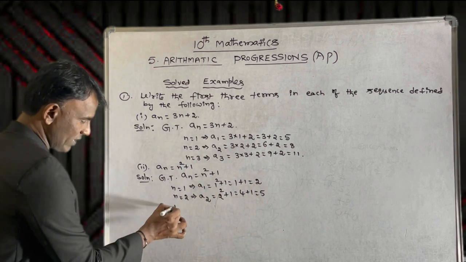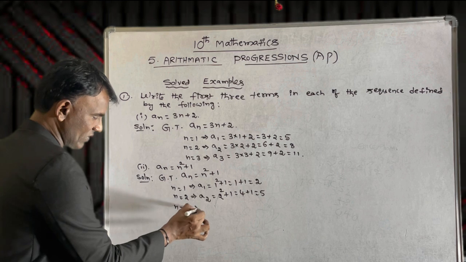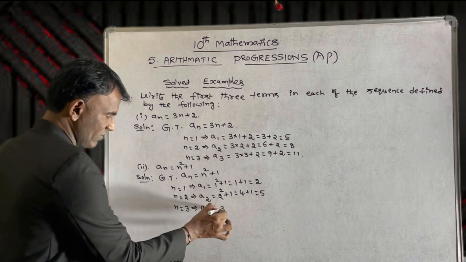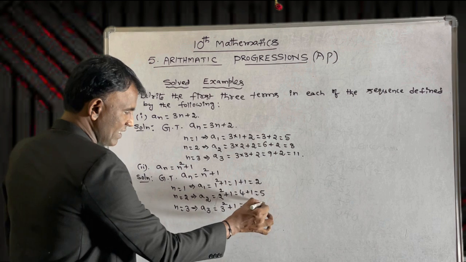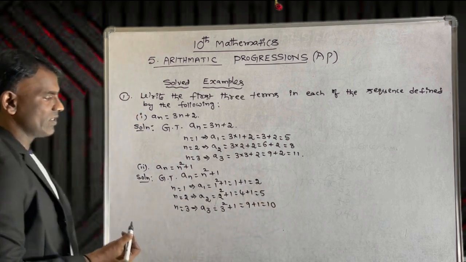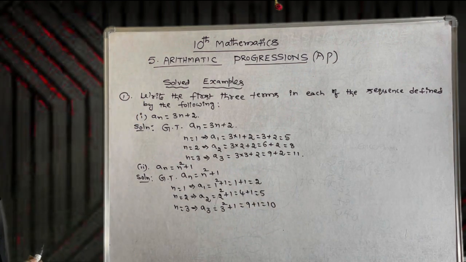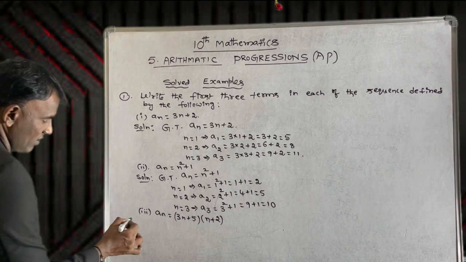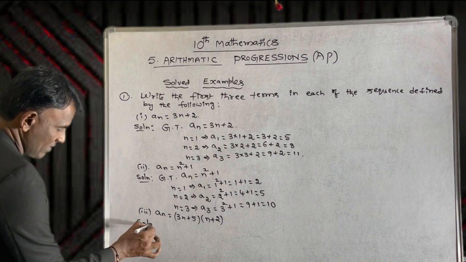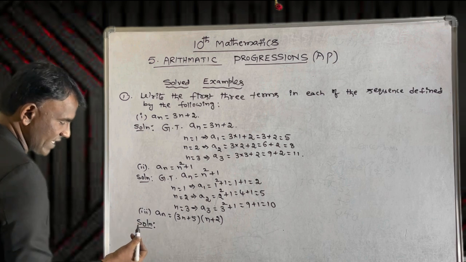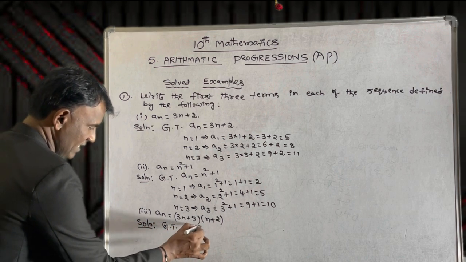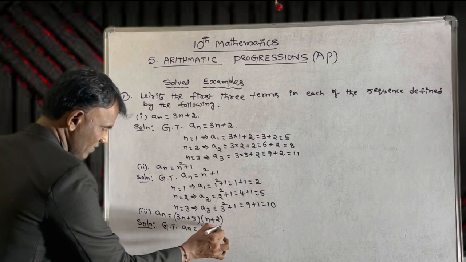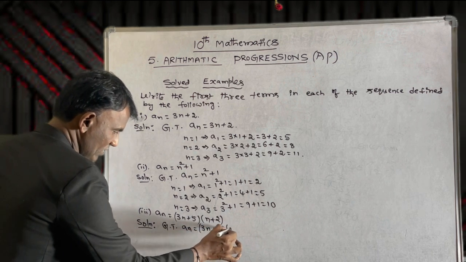And again we want third term. For that substitute n equal to 3. So A3 equal to 3 square plus 1. 3 square means 9. So 9 plus 1 equal to 10. So these are the first three terms. Now this is the third one. So here also we just write first three terms, right? First write given value. What is that? An equal to (3n plus 5) into (n plus 2).